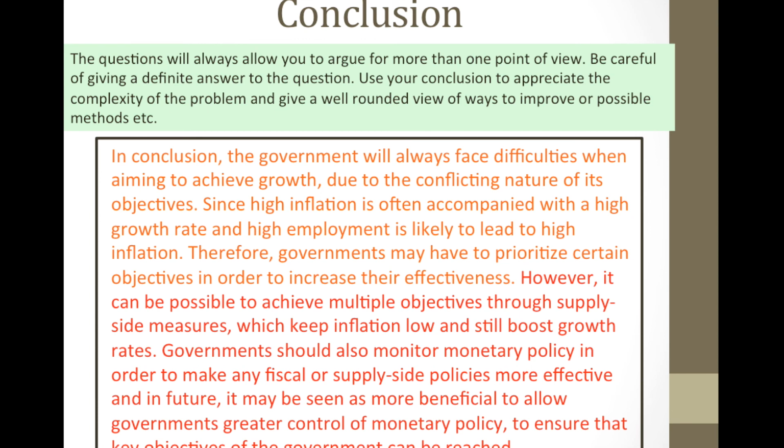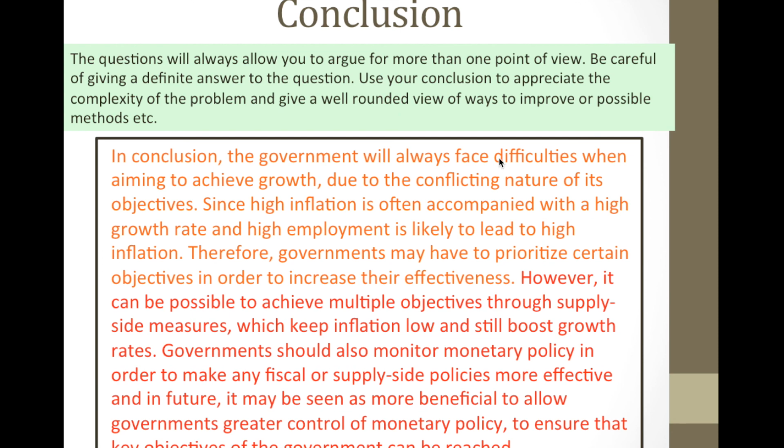Finally, you want to conclude your essay. I've just put that the questions will always allow you to argue for more than one point of view. That's a really nice way to help you go on to use that evaluation, because you know that the way it's expressed in the question is not the only way, or you can actually use the article to see more than one point of view, and they'll often put that in there, and that will give you your howevers, and it depends upon different things.